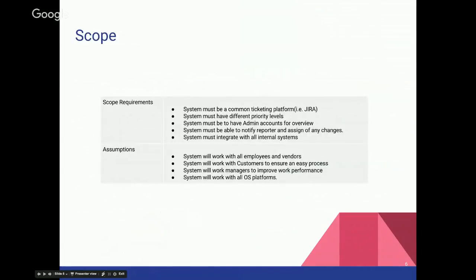Real quick, the scope. We needed something to have a common ticketing platform. We need to be able to differentiate between priority levels. It needed admin accounts so that our support team can handle issues as they come in. We need to know who's reporting it, and then we need to know who's being assigned changes. And our assumptions are that it's going to work with our employees, it's going to work with our customers, it's going to work on the OS platforms and the supported browsers.